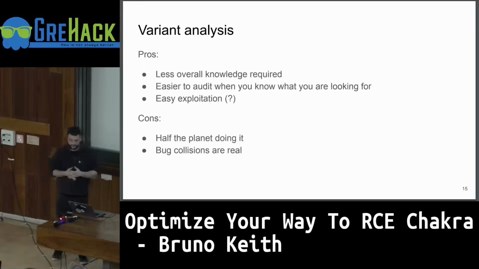A couple of good things. You have less overall knowledge that's required, because in the end you only need to understand what's the bug at play and the components that it affects. It's also very much easier to audit when you know what you're looking for. And I cannot stress this enough. When you're auditing something that's like 400,000 lines of code, knowing what to look for is a big part of it. And maybe it's also easy to exploit.